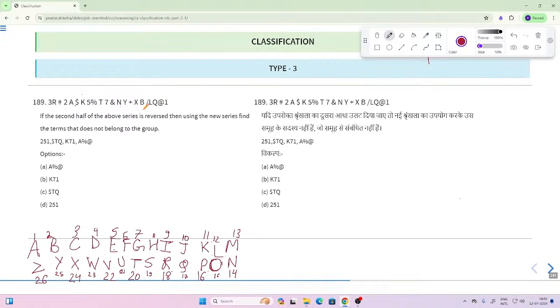If the second half of the above series is reversed, then using the new series, find the term that does not belong to this group. So reversing this we get, 1 at the rate, QL slash PX plus YN.